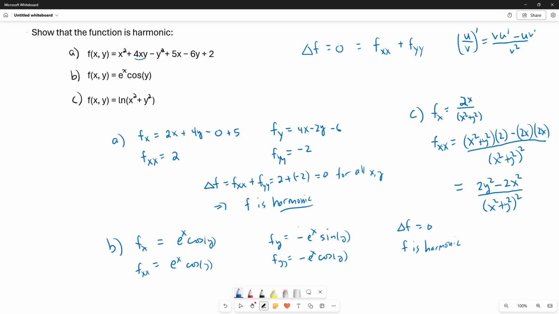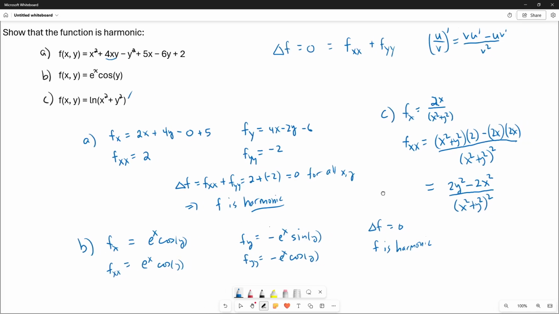And then you can verify that the second derivative with respect to y will be the exact same thing with the x and y switched. And then when you add them, you'll get 0. And so we have a harmonic function here in part C as well.